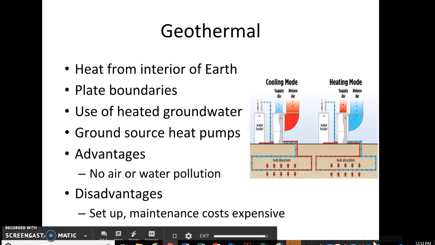Okay, we're going to finish out our chapter 13 today by looking at our last couple types of renewable energy, which are geothermal and wind, and then we're going to also touch on fuel cells. So we're going to start with geothermal.